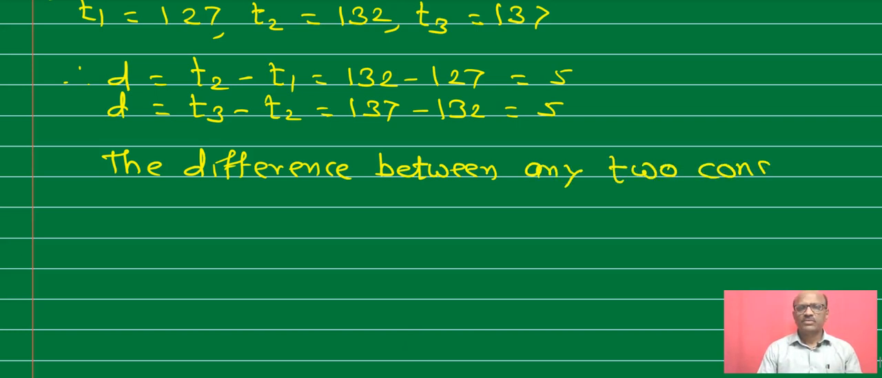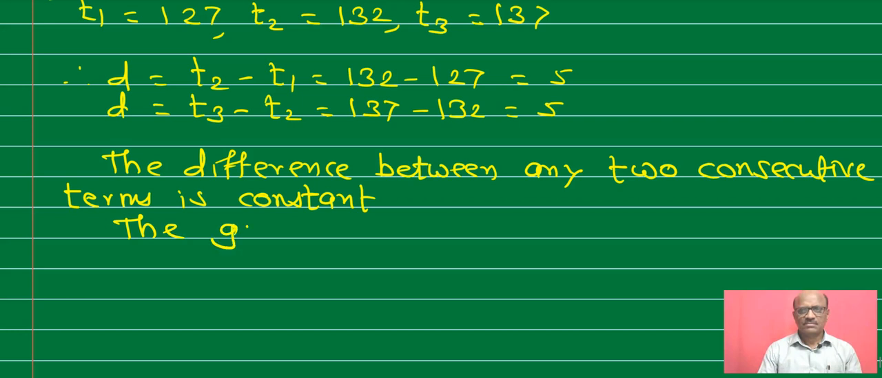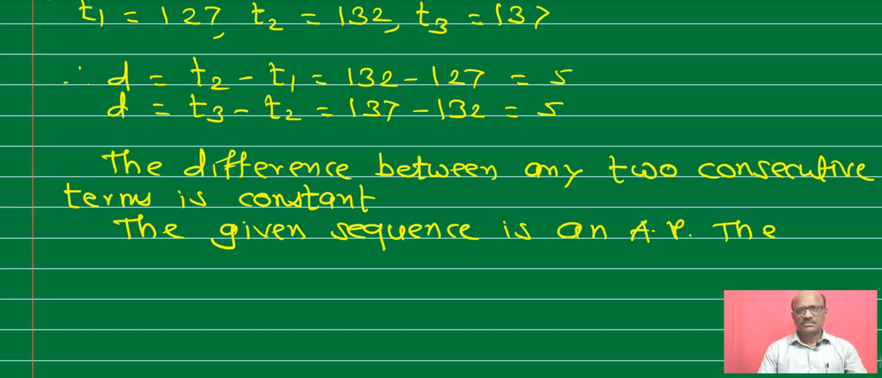Difference between any two consecutive terms is constant. The given sequence is an AP, and the common difference D is equal to 5.